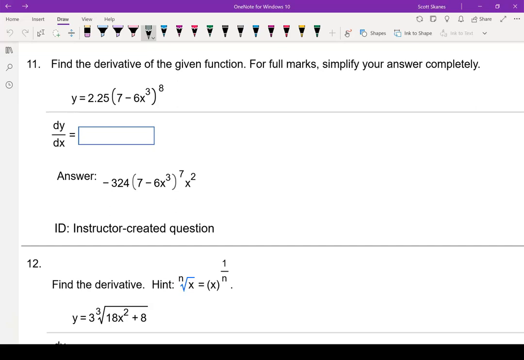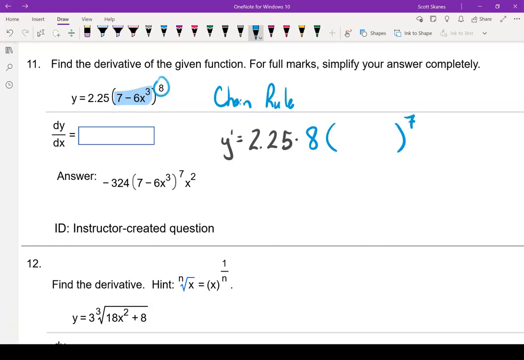Okay, find the derivative of the given function. For full marks, simplify your answer completely. So this question, because we have something in brackets here with a large power, essentially that is a hint for us to use the chain rule. And the chain rule, the constant stays outside, 2.25. The power is going to come down off the brackets. The inside is going to stay the same. The power is going to reduce by 1, but the inside will stay the same. And then multiply by the derivative of the inside. So let's not forget that the derivative of the inside is the whole point of the chain rule.